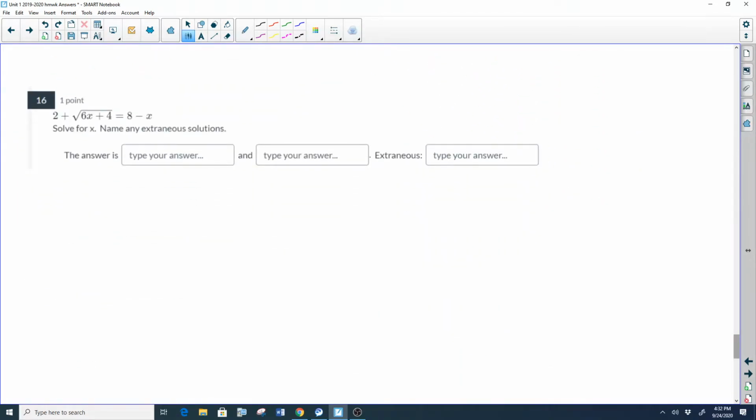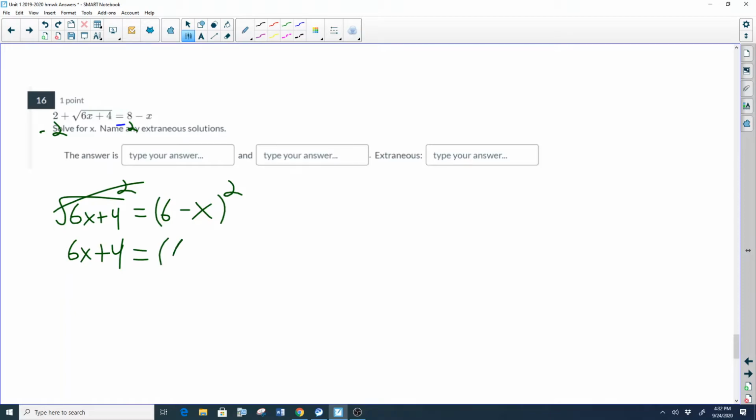Here's another one. We'll do this one really fast because this one looks a little bit trickier, but we've already done quite a few of these. So first of all, we're going to minus that 2 to the other side so that we get 6 minus x. Then we'll power 2 both sides. So we get 6x plus 4 equals, remember there's 2 of them, 6 minus x times 6 minus x, right? So then we're going to FOIL it.